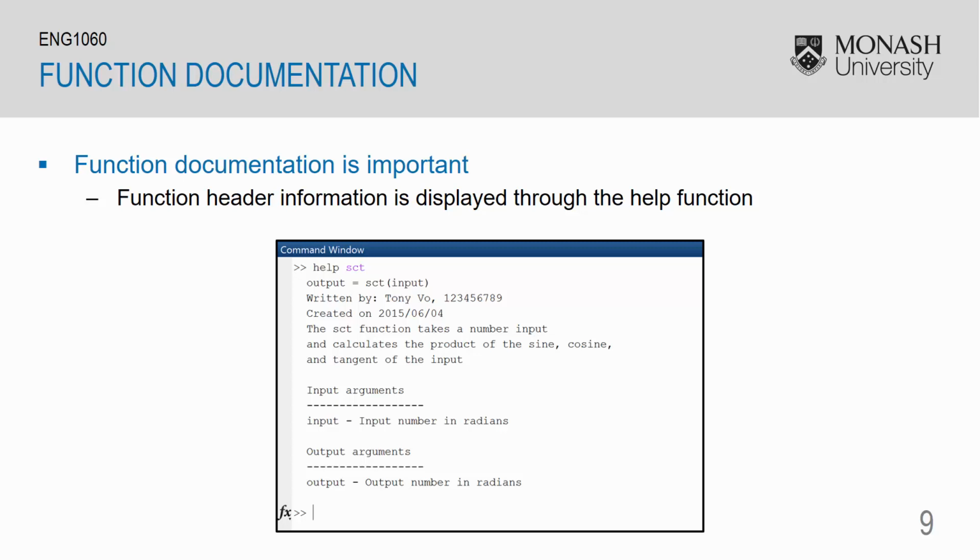So if I was to type in help SCT, we will see that the comments following the function declaration will be displayed to our screen. So we have the syntax, the news information, the description, input arguments, and output arguments. This will allow one of your team members or someone who's using your code to be able to understand what your code is doing and how they can use the code.